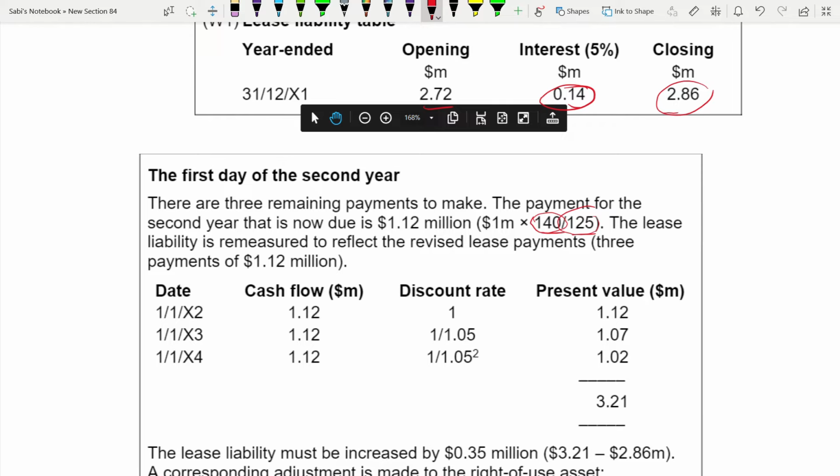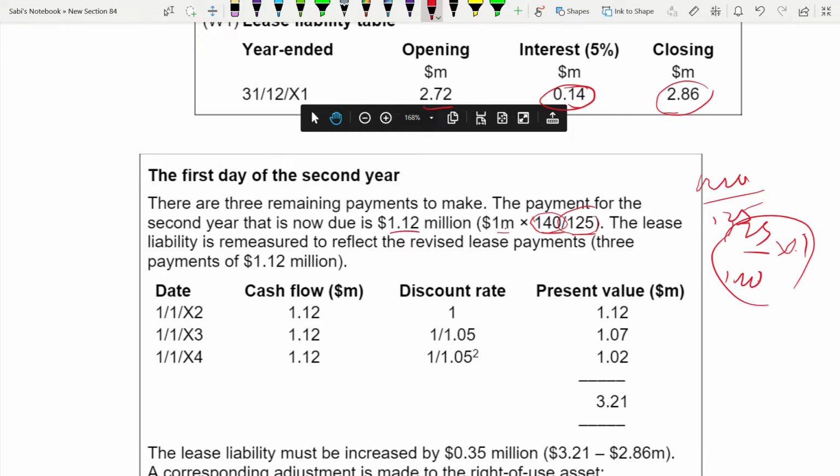It should be more than 1, because they told us every year it increases based on the consumer price index. Every year the payment increases, so it should be more than 1. If it was the other way around, 125 divided by 140, the answer would definitely be less than 1, so it cannot be. It's wrong. It's 140 over 125, the new index divided by the old, which is 1.12.